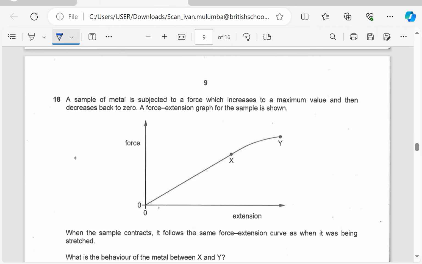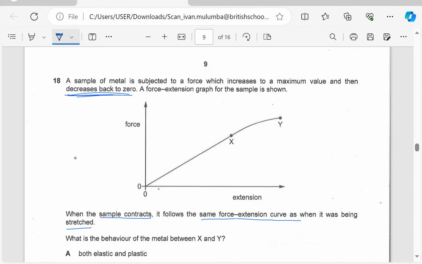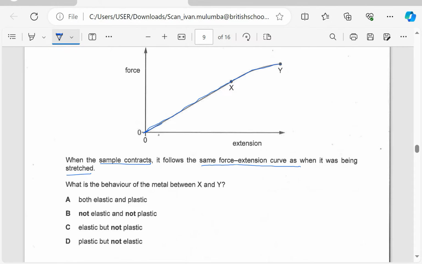A sample of metal is subjected to a force which increases to a maximum value and then decreases back to 0. A force-extension graph for the sample is shown. When the sample contracts, it follows the same force-extension curve as when it was being stretched. But they say if it follows the same path, it means it's going to go back like this. Then now here it will be a straight line going back to 0. It is following the same curve when it is unstretched.